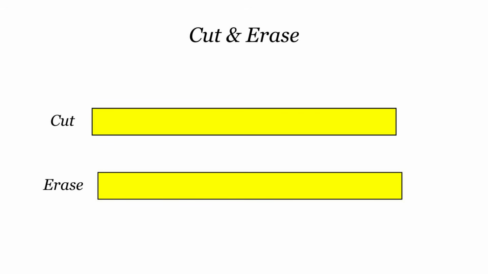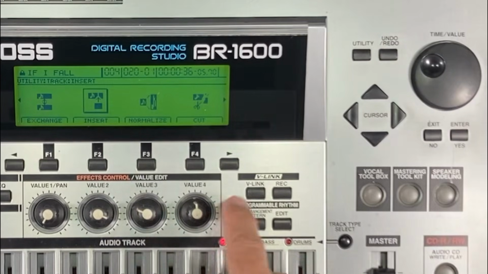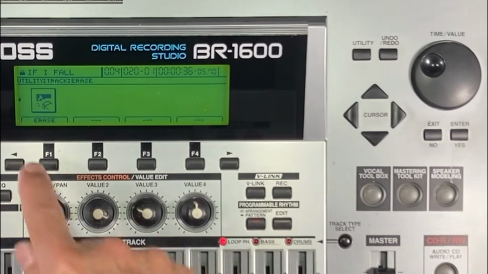Both Track Cut and Track Erase will remove selections of audio from your tracks. The difference between the two is that Erase will remove the audio and leave silence in its place, while Cut will remove the audio and close the resulting gap. Go to Utility, Track, and choose either Cut or Erase.